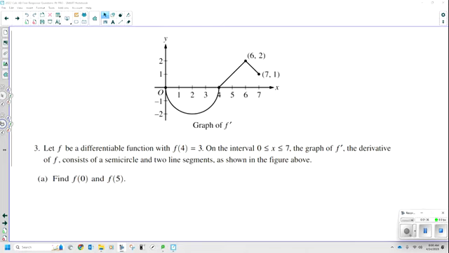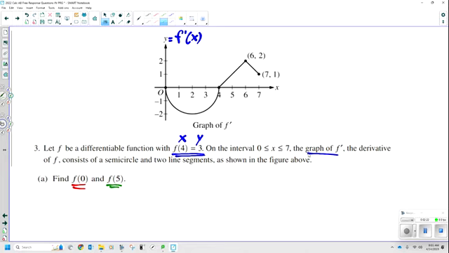A couple of things that I always do when I get a problem like this: I know this is the graph of f prime, so my y value is the value of f prime of x. Whatever y is, that's the derivative value of f, or the slope. The second thing that pops out to me is they give me f of 4 equals 3, so I get a coordinate of the original function. For part A, we find f of 0, which we'll do in red, and then find f of 5, which we'll do in green.